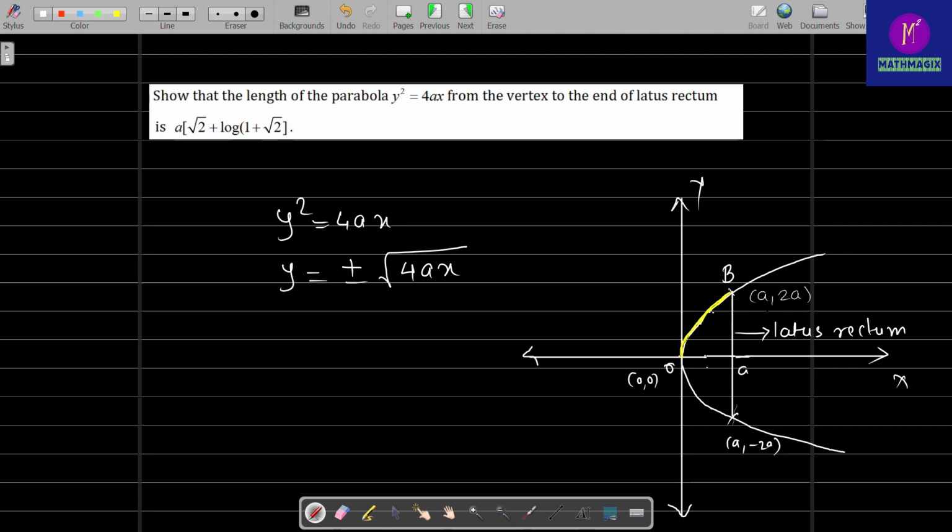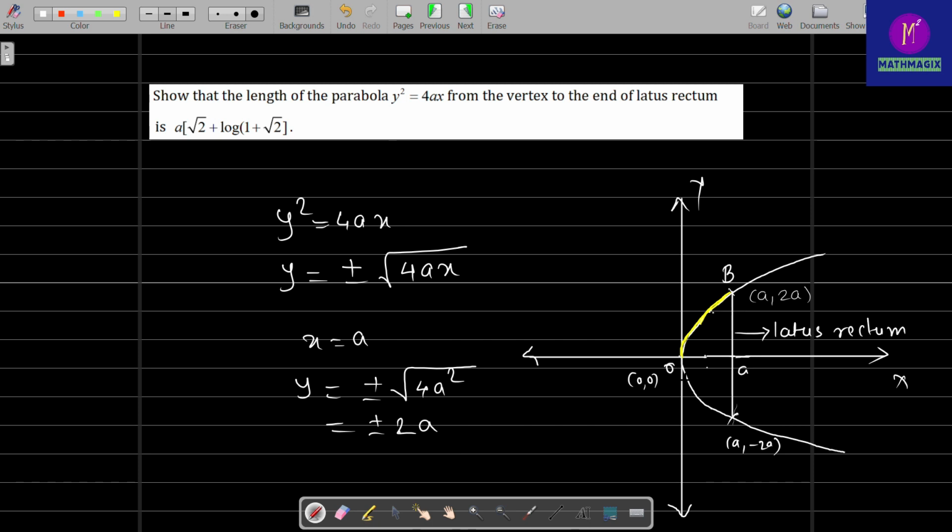Okay, so what we will do, it is very obvious, as we know that x is equal to a, we can just substitute this value. So we will get y is equal to plus minus square root of 4a square, which is nothing but plus minus 2a. So clearly this point is (a, 2a), this point is (a, minus 2a). We need to find out the length of the parabola from vertex to the end of latus rectum. So we can consider either this point or this point. I'm just considering this positive point.